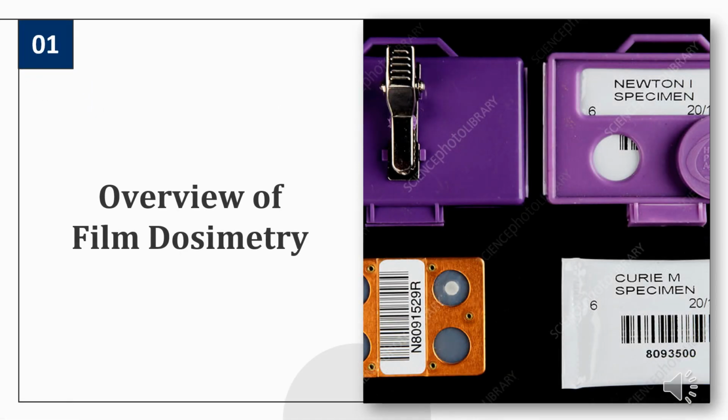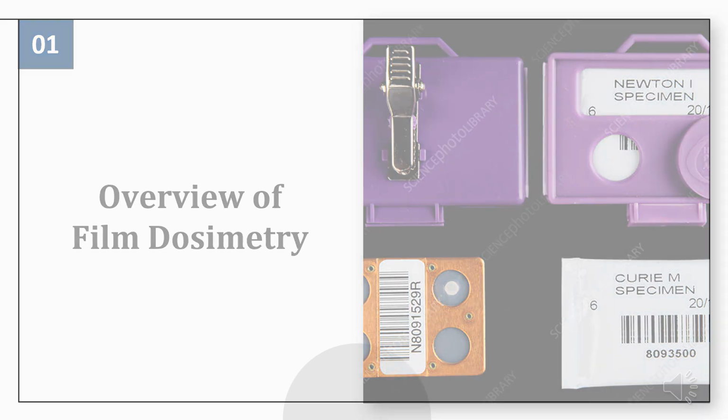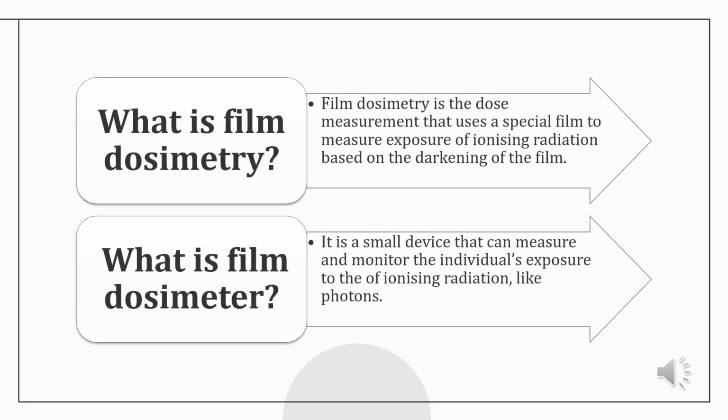At first, we have to explain an overview of film dosimetry. So there are two questions to explain. What is film dosimetry and what is a film dosimeter? Film dosimetry uses a special film to measure exposure to ionizing radiation based on the darkening degree of the film. And a film dosimeter is a small device that can measure and monitor an individual's exposure to ionizing radiations like X-rays and gamma rays.